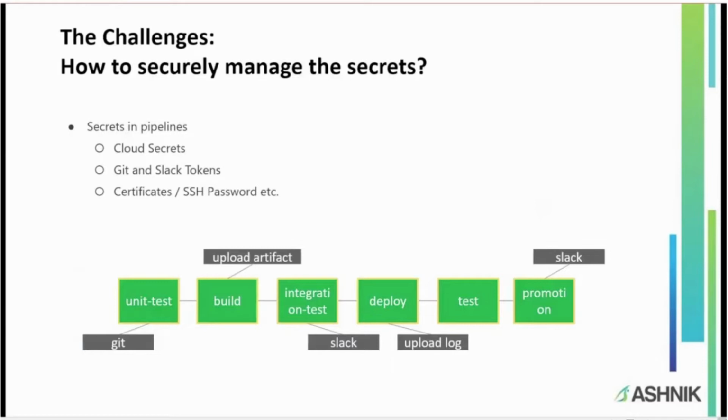There are many challenges in a DevOps pipeline, but one of the key challenges is to manage and secure their secrets. We need to handle different kinds of secrets in a pipeline. When we want to deploy an application in a cloud infrastructure platform, we need to use cloud tokens or secrets. Or maybe use other components' secrets, like Git or Slack tokens, and also certificates or SSH passwords.